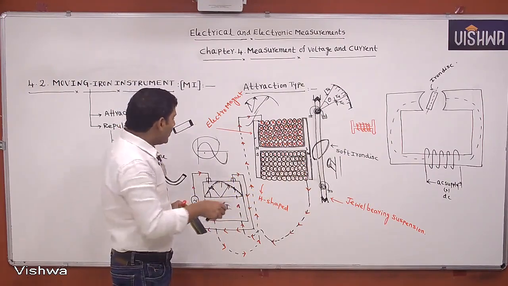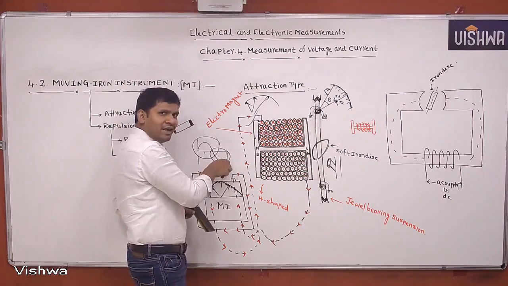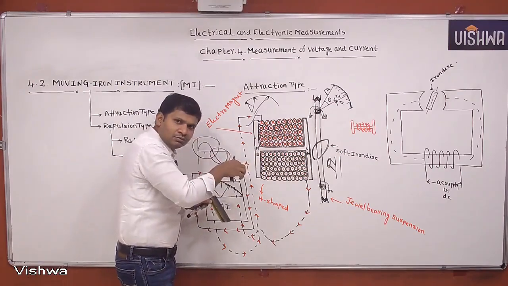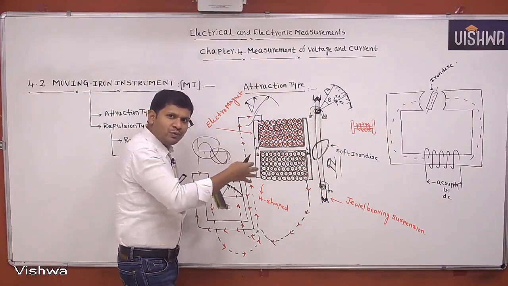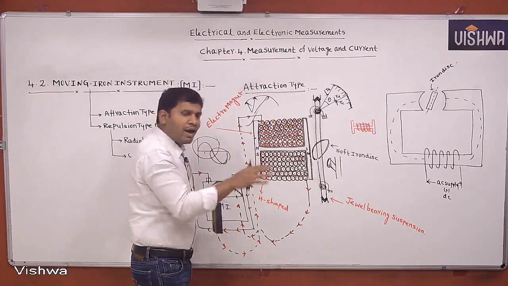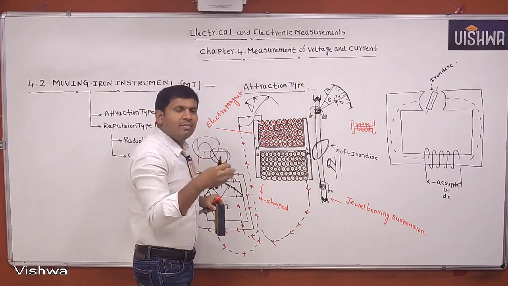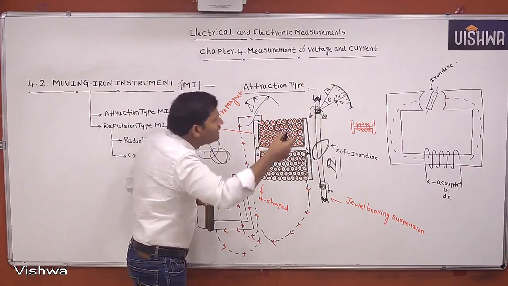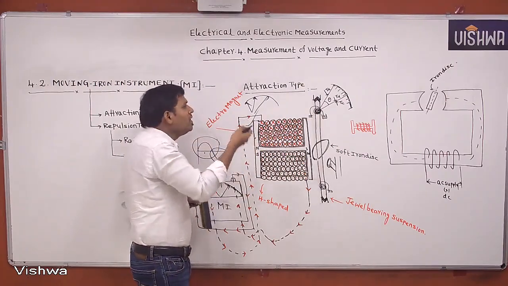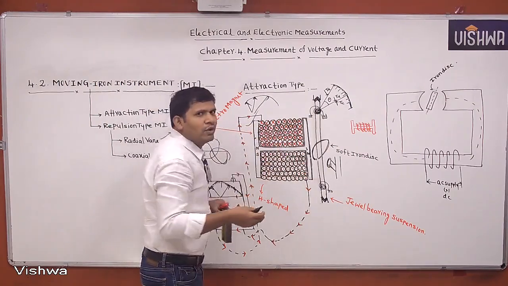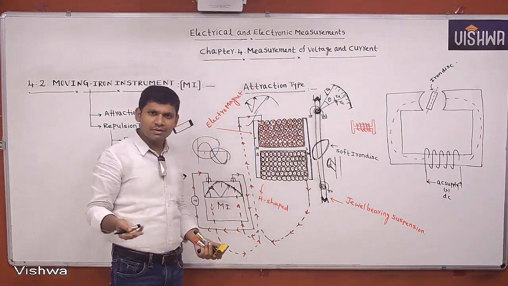Understood or not? Whenever the negative half cycle comes, does it produce a repulsion force? No. Always it produces which force? Attraction force only, because it is a magnet, that is the iron disc. Because of that force, always the pointer is moving in one direction. Whenever deflecting torque equals controlling torque, the pointer comes to the steady state.